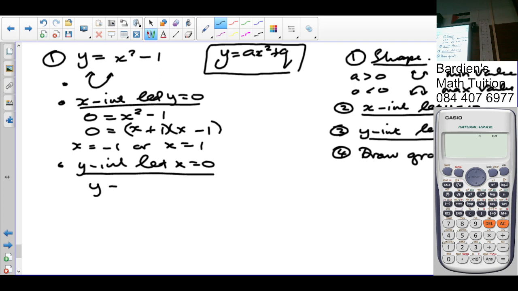So we say y is equal to 0 squared minus 1, which is negative 1. And this is now enough to draw the graph with, not so? Alright, so let's go and draw.